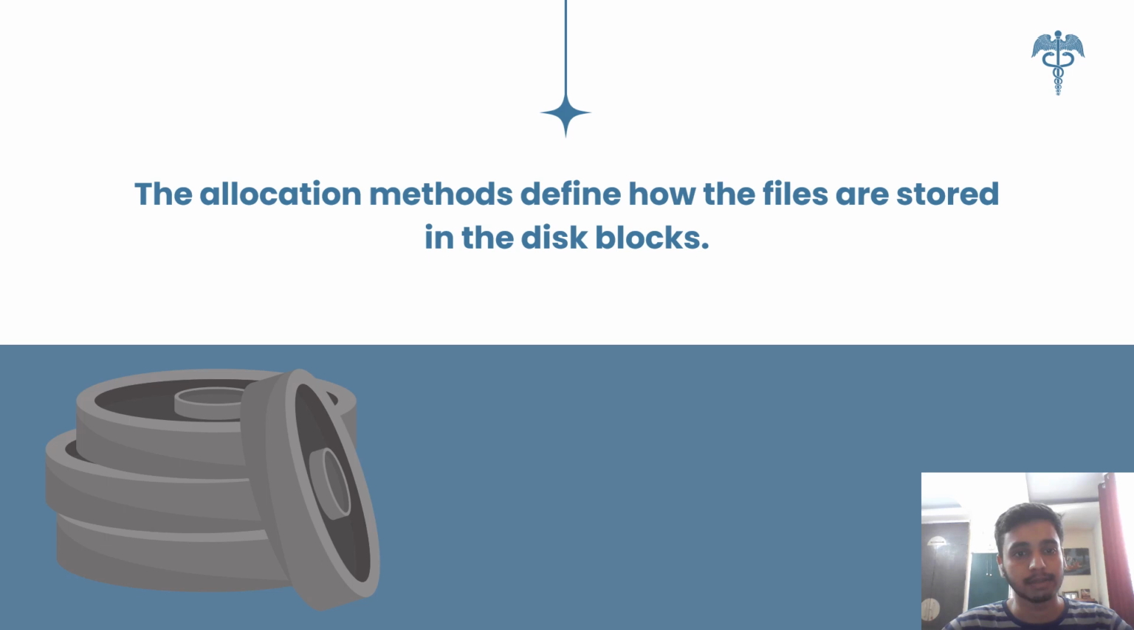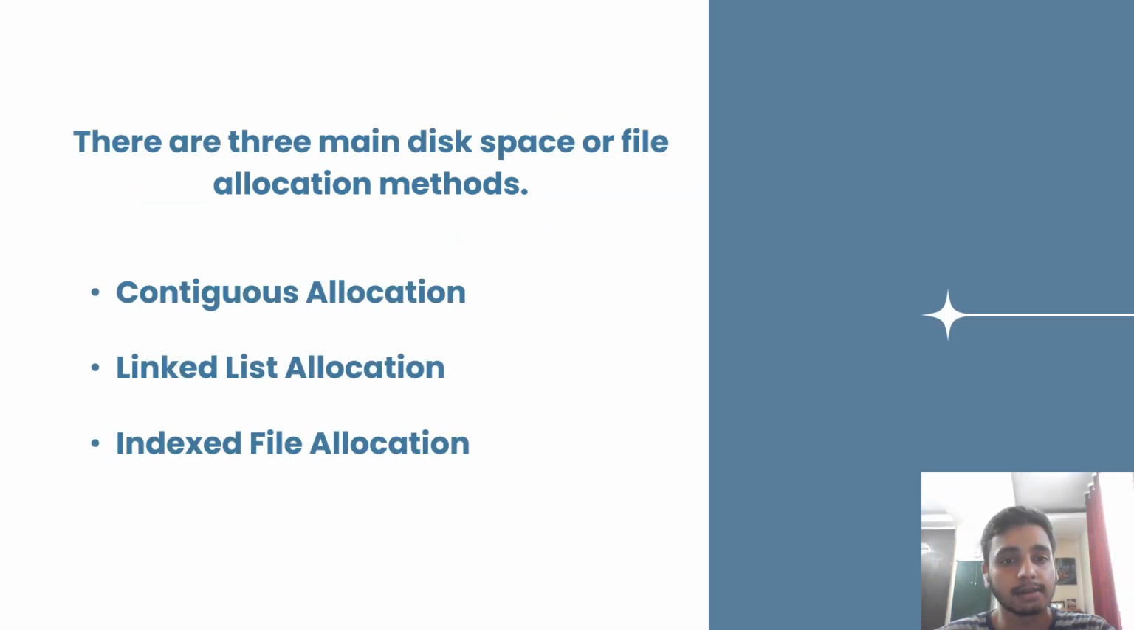What are allocation methods? Allocation methods define how files are stored in the disk blocks. There are three main disk space or file allocation methods, namely contiguous allocation, linked list allocation, and indexed file allocation.